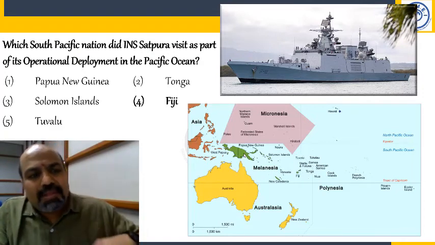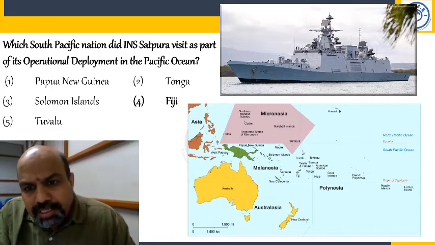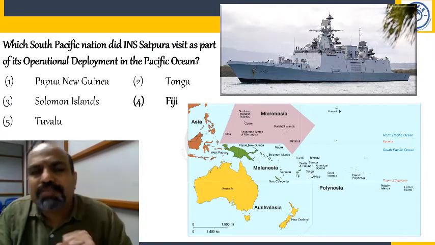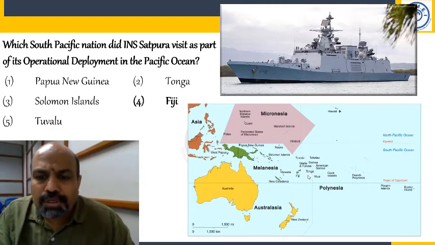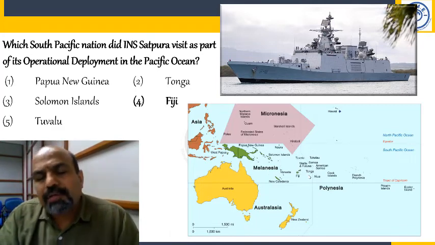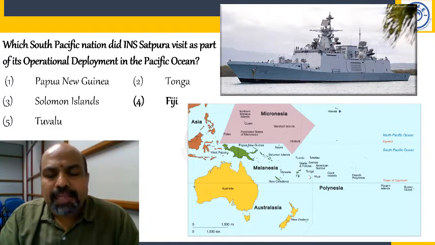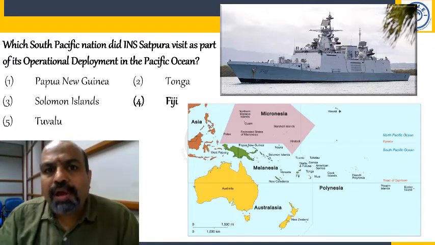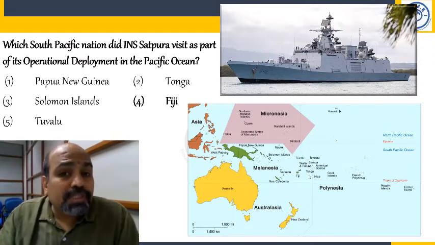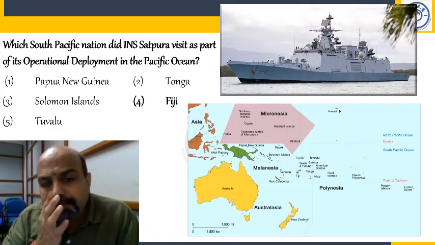Then Tonga, you see this Tonga here? Yeah, this is Tonga. They are so small, even on a local map they are not visible. You write Tonga. The capital is Nuku'alofa, N-U-K-U, A-L-O-F-A. Recently there was a massive underwater volcanic eruption. This happened in Tonga.